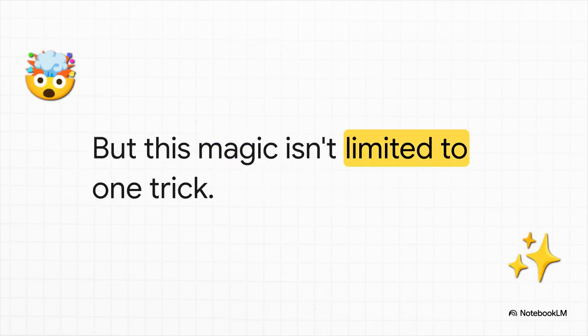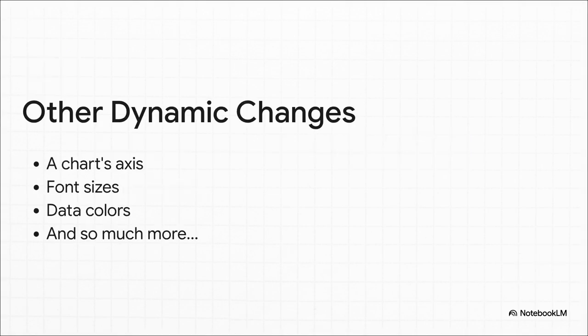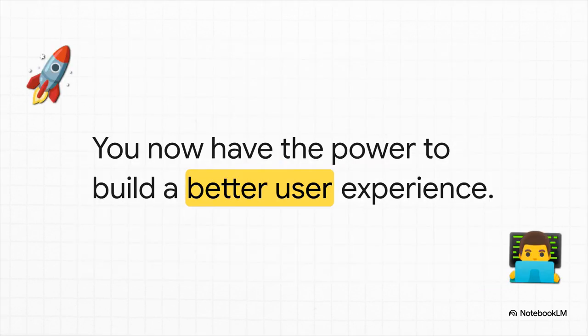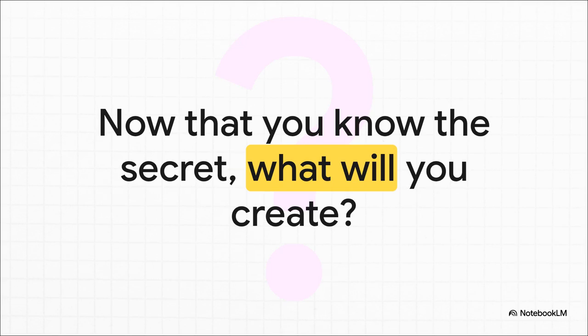But hey, this isn't just a one-trick pony. This same method unlocks so much more. You can change a chart's axis, font sizes, colors, pretty much anything you can think of. You know, with this magic triangle, you're really only limited by your own creativity. And what this all leads to is a way better, much more intuitive user experience. So now that you know the secret, what amazing things are you going to go out and create?